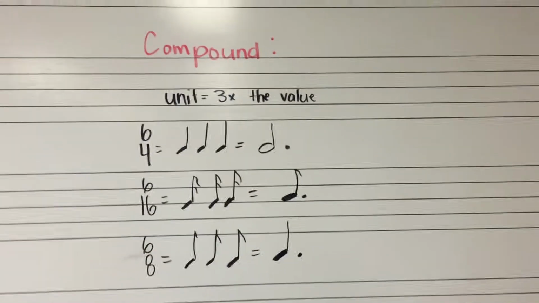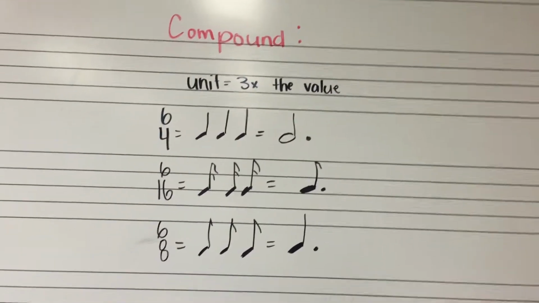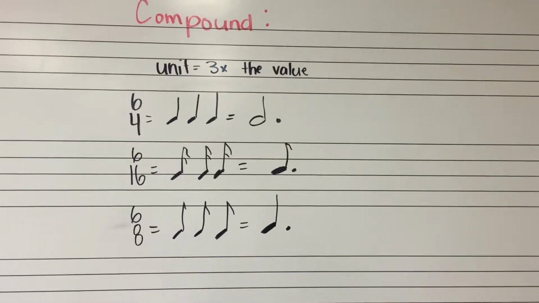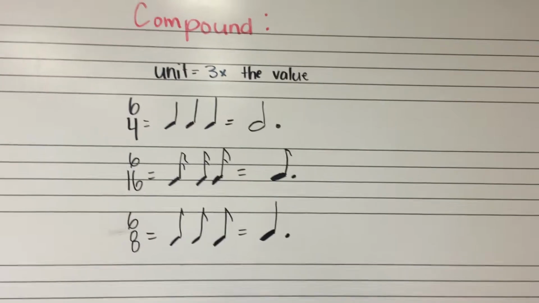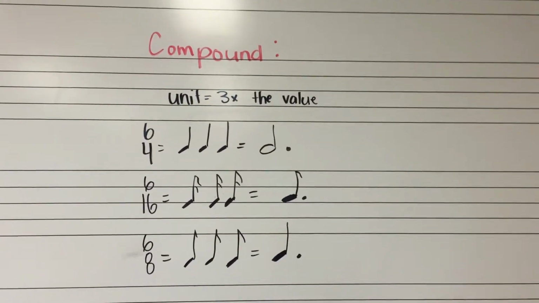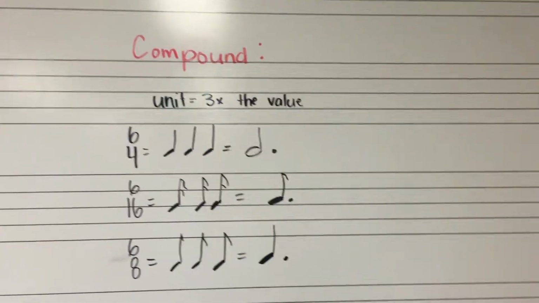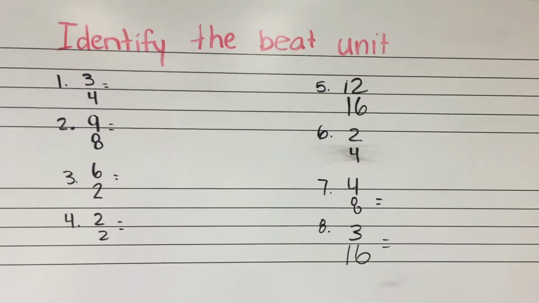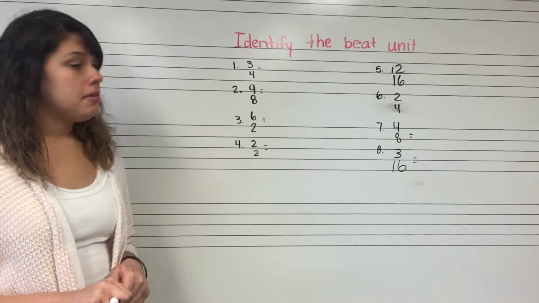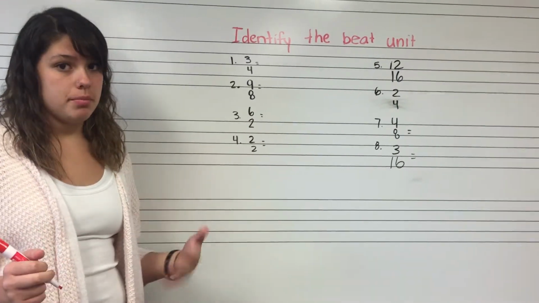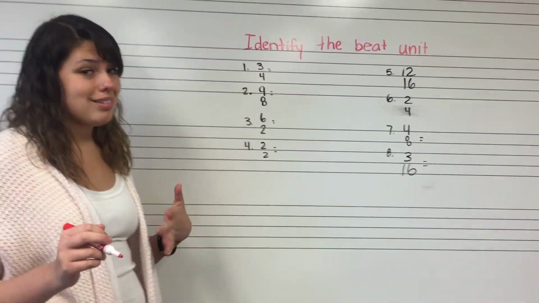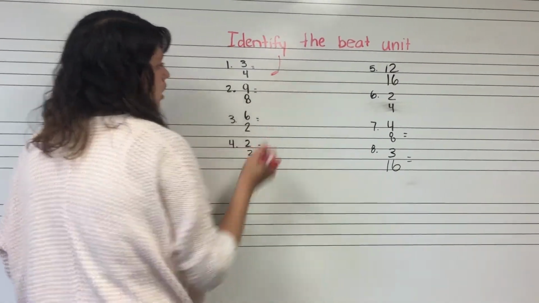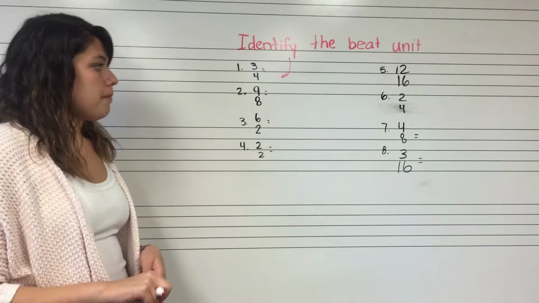For 6/16, you have 3 sixteenth notes, which equals a dotted eighth note. And for 6/8, you have 3 eighth notes, which equals a dotted quarter note. Write down the following examples in your notes and then identify the beat unit. Number 1, 3/4. 3/4 is simple, therefore the bottom number directly tells us the beat unit. So the beat unit, therefore, is a quarter note.